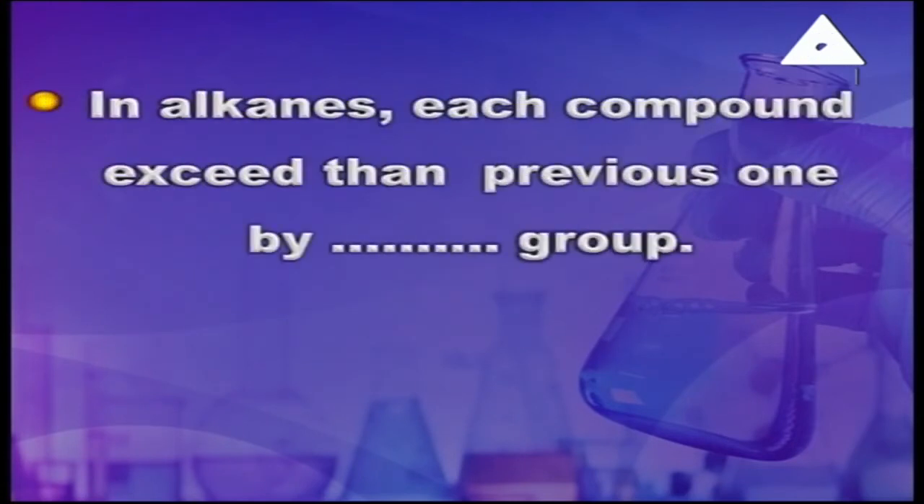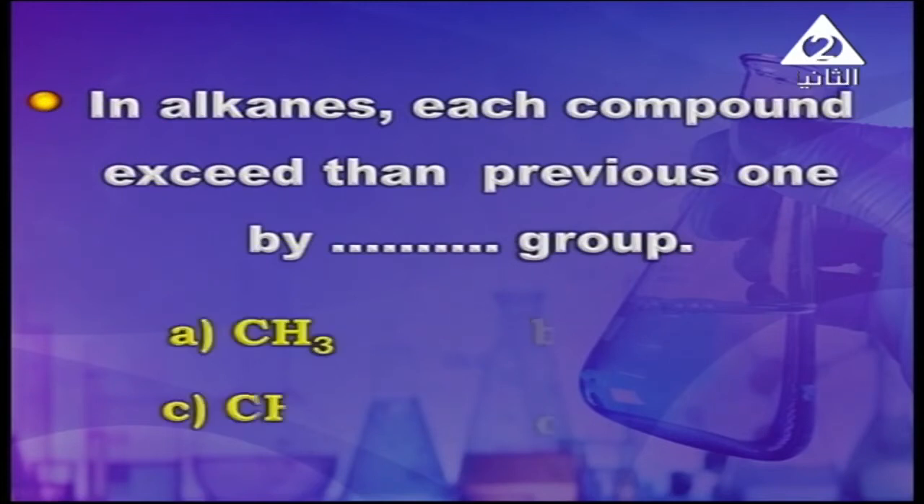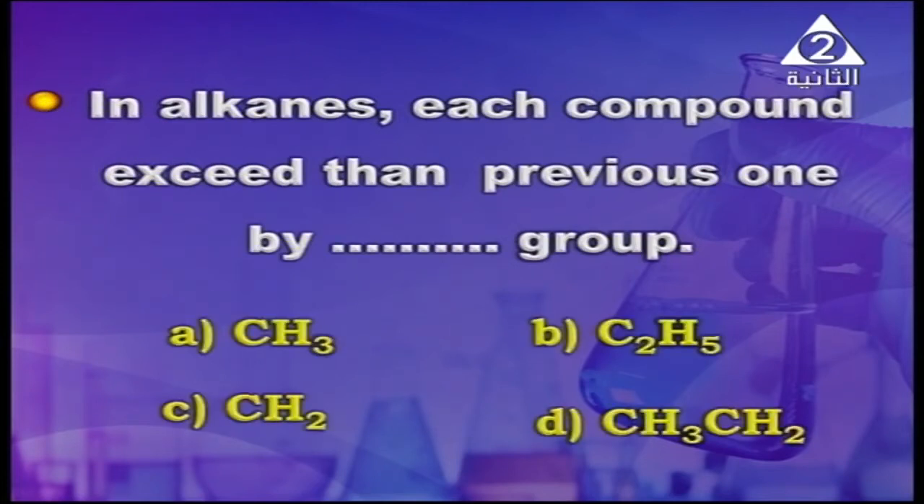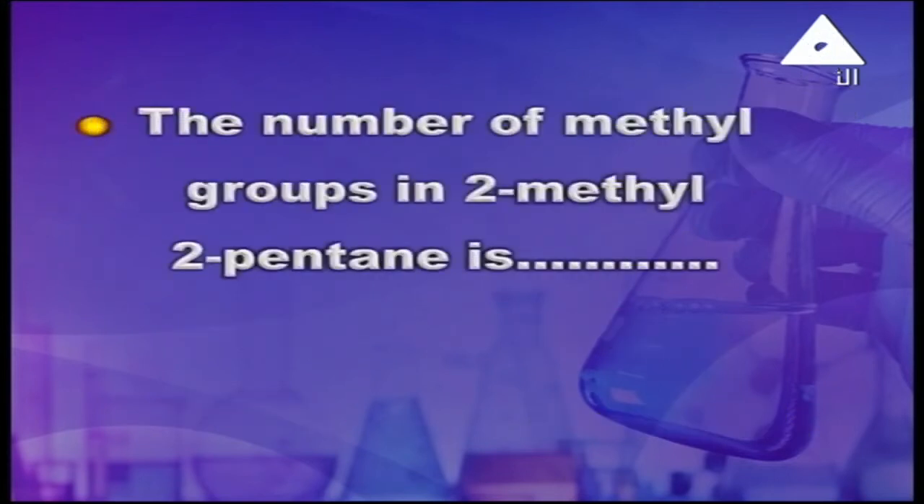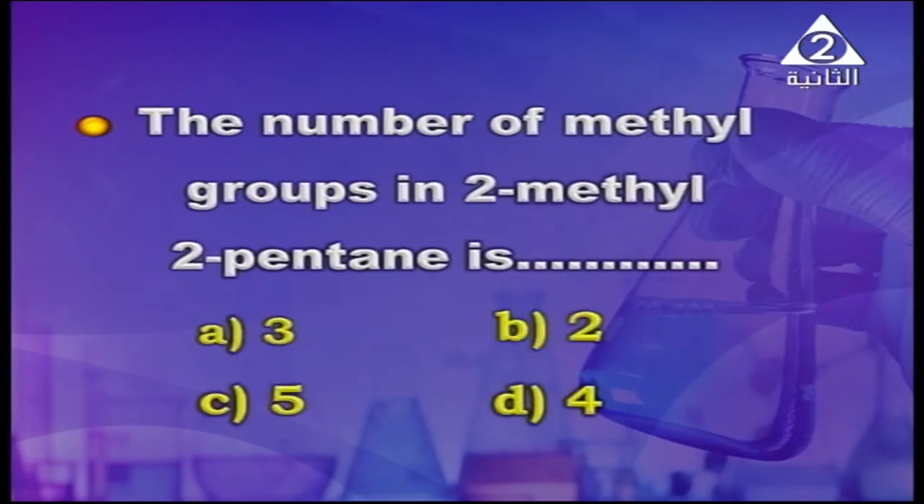Next point. In alkanes, each compound exceeds the previous one by what kind of group? Is it methyl CH3, ethyl C2H5, methylene CH2, or ethyl CH3CH2? If you think about it, it will be the methylene group CH2. Next point. The number of methyl groups in 2-methyl-2-pentane is what? Is it 3, 2, 5, or 4? If you think about it, yes, it will be 3.